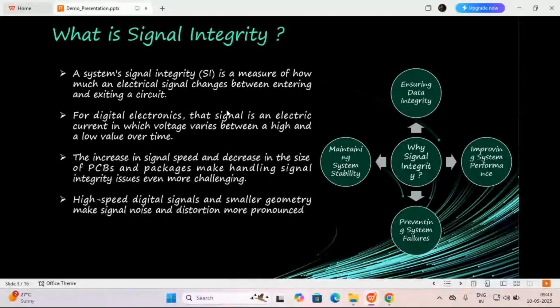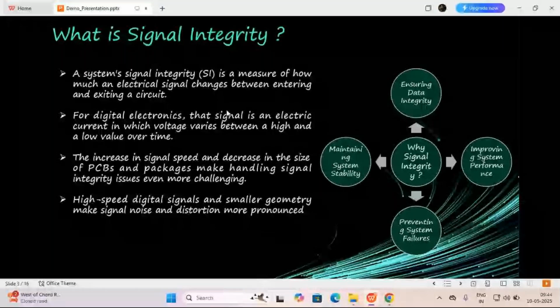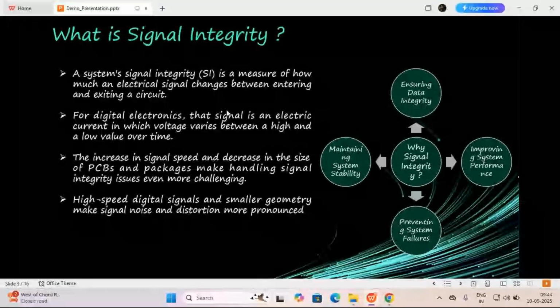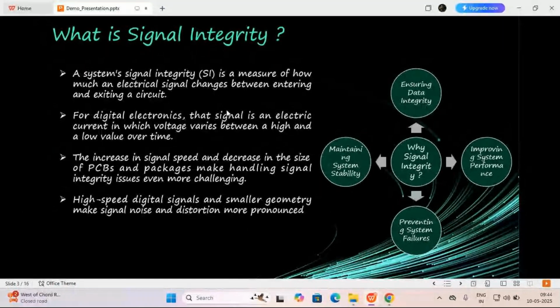In one conductor I'm transferring a signal of frequency 50 megahertz, which is a high frequency signal. And in another conductor I am sending a low frequency signal, let us say 5 kilohertz. A 50 megahertz signal means in 1 second the signal is transitioning 50 into 10 to the power 6 times, from 0 to 1 to 0. So it is a rapidly switching signal.